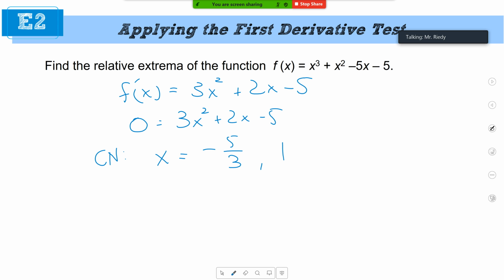Okay, good. One of those might be a max. One of those might be a min. They both might be maxes. They both might be mins. Who knows? How do we figure it out? First derivative number line.